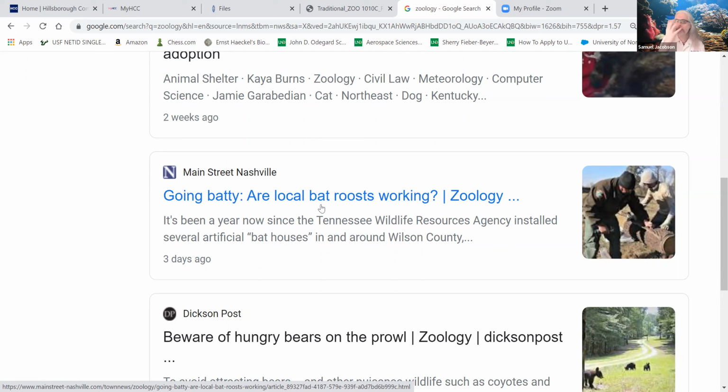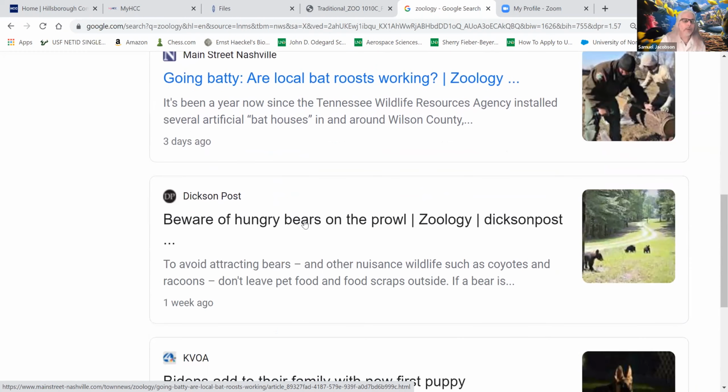I just read an article about 3 people last year who died of rabies. And in all cases they think it came from bats. But bats themselves are very ecologically important. It's a very big topic in ecology, environmental science, zoology, that kind of idea. Be a good topic. Beware of hungry bears on the prowl. Oh my, yeah, there you go. I've never heard of Dickinson Post, but okay.